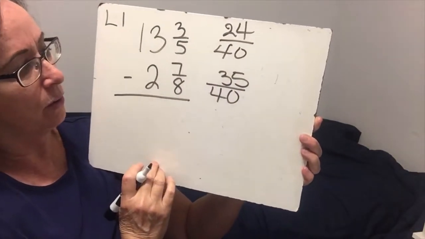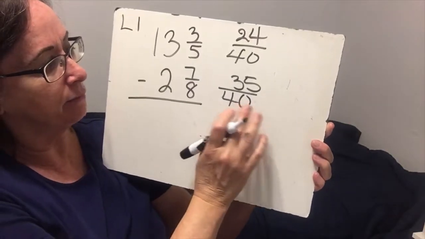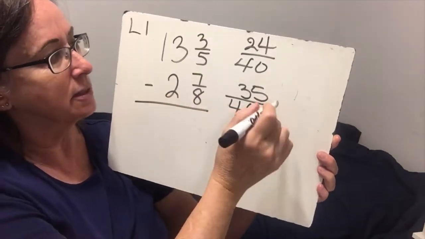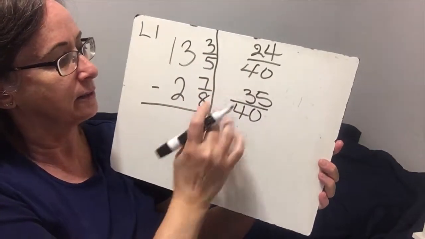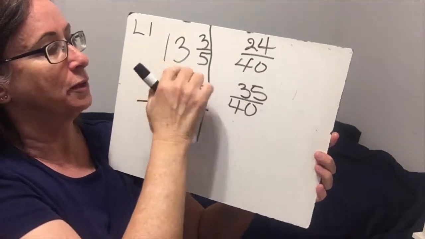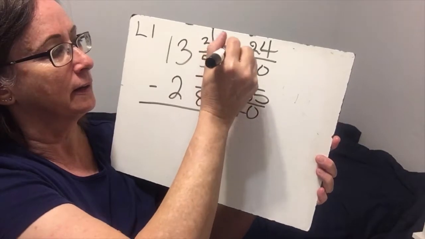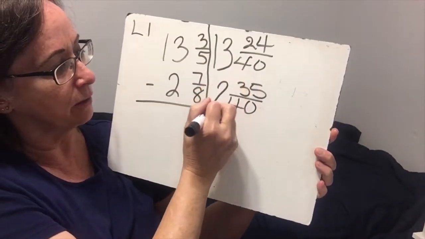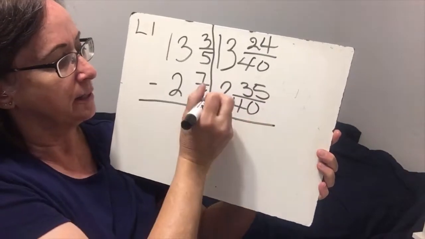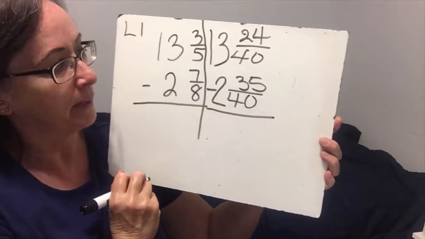Okay, so I didn't give myself quite enough room, did I? I need to write these down. So let's just draw a line so I can write them in there. So 13 goes right here. I should have left a little bit more room. Sorry about that. And 2 goes right there. So now I'm ready to subtract them.